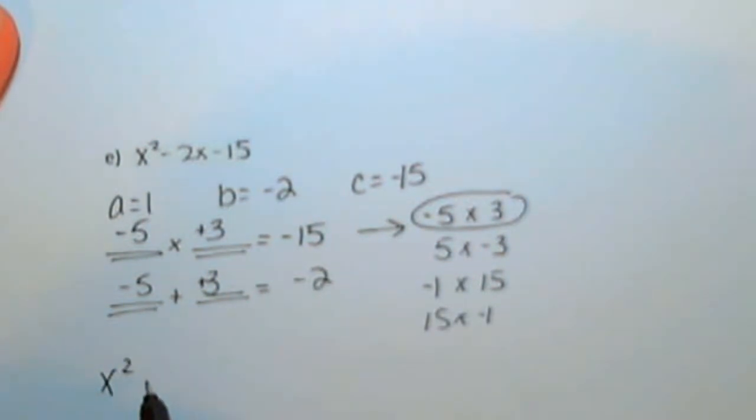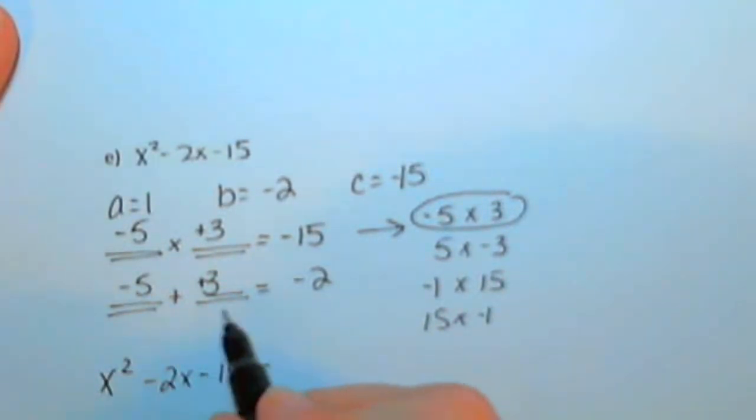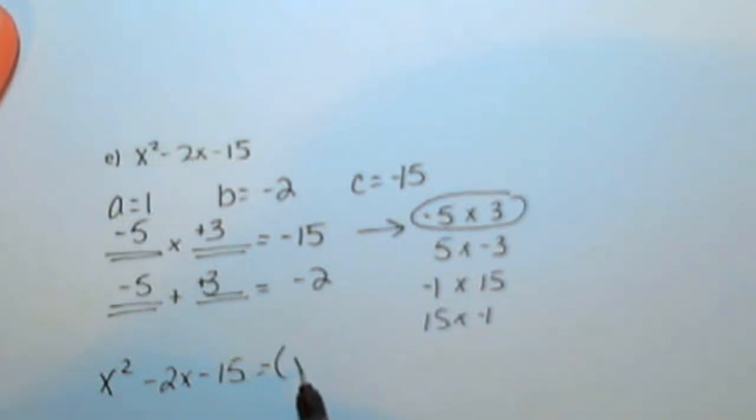My original question was x squared minus 2x minus 15. And the factors of that are going to be x minus 5 and x plus 3.